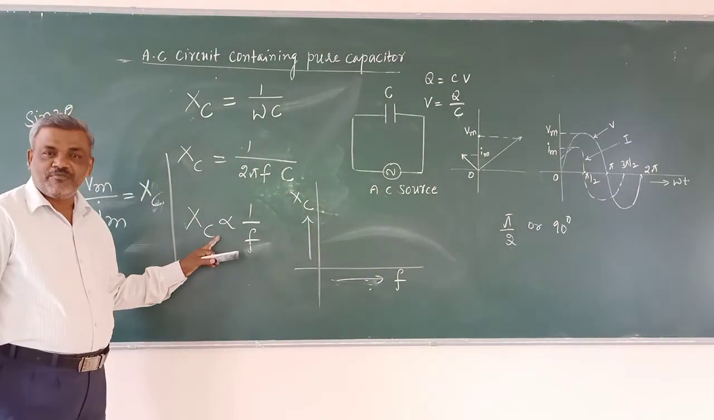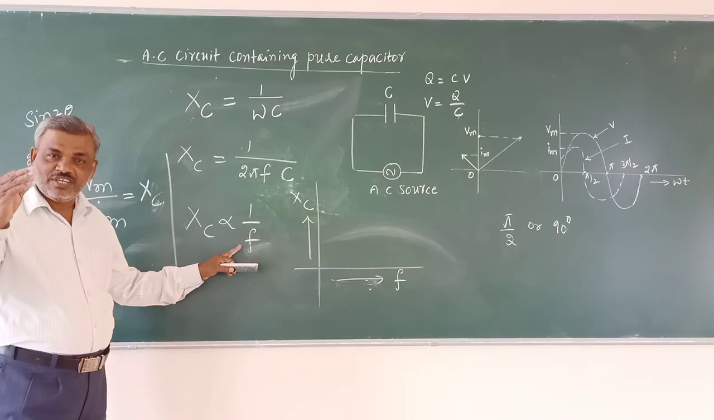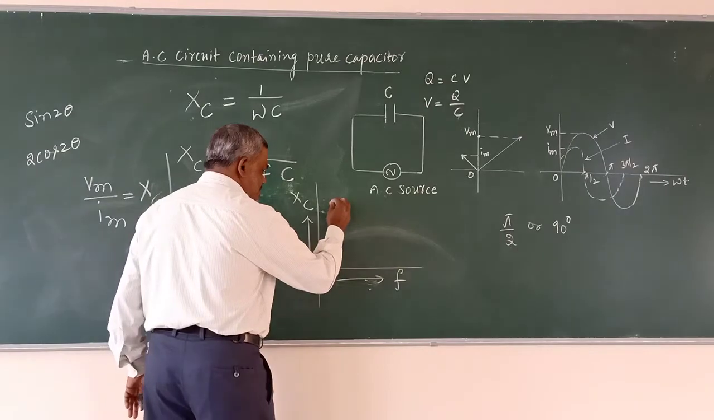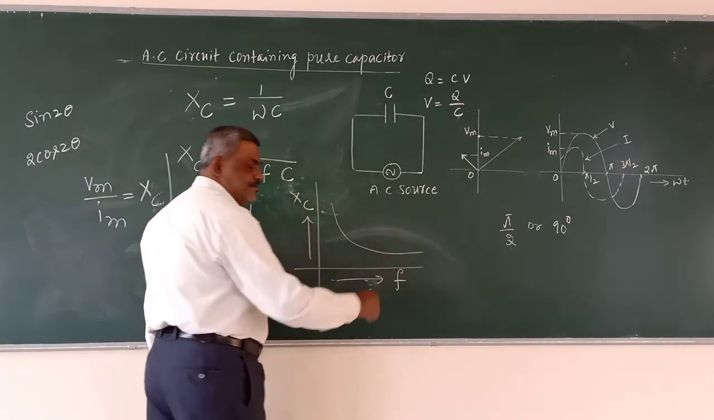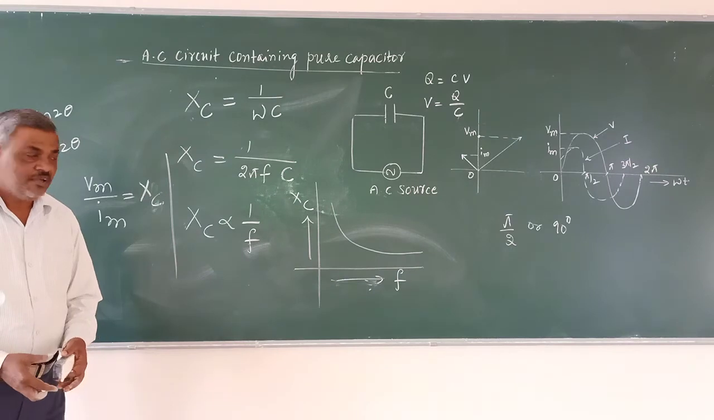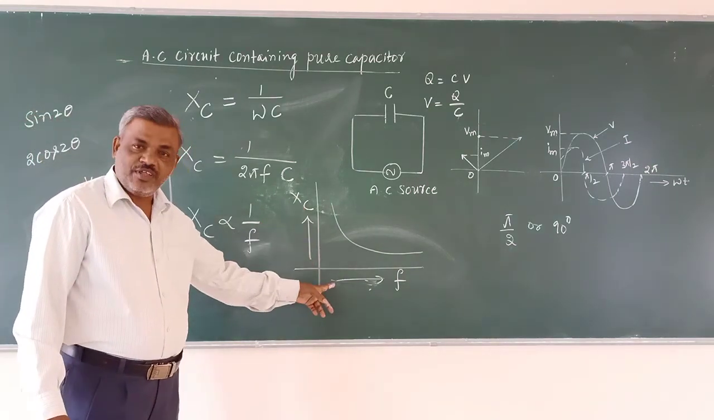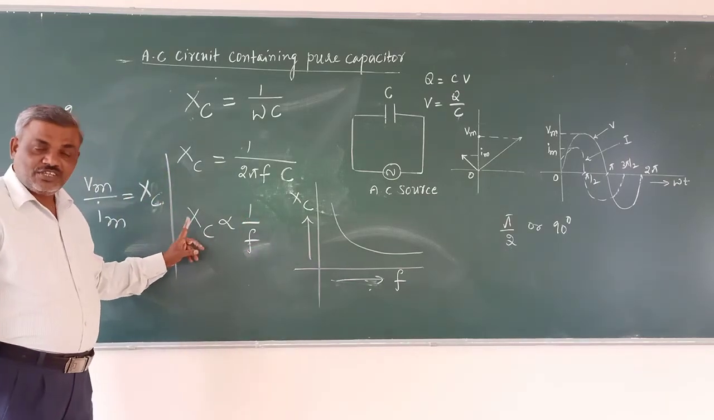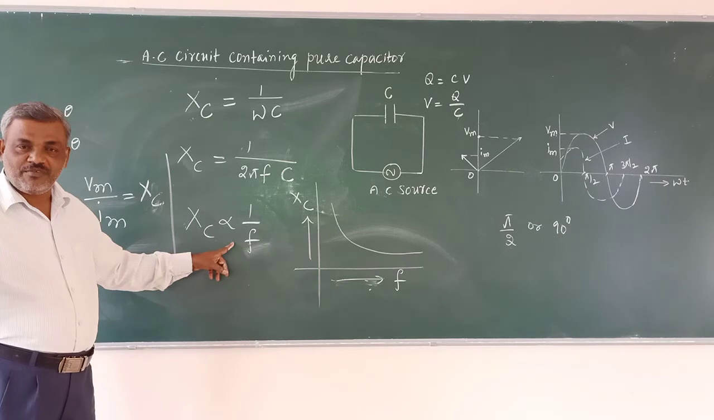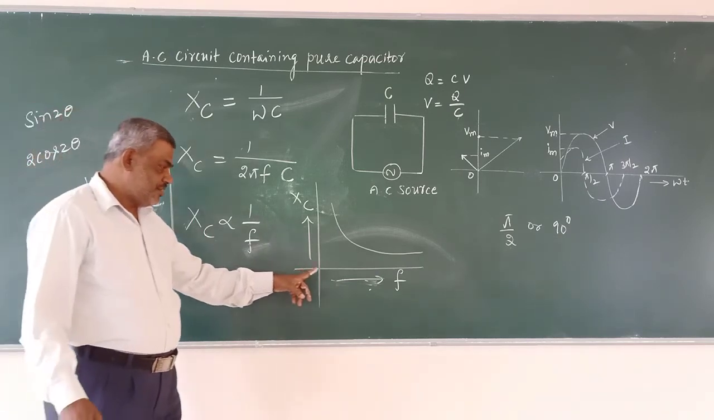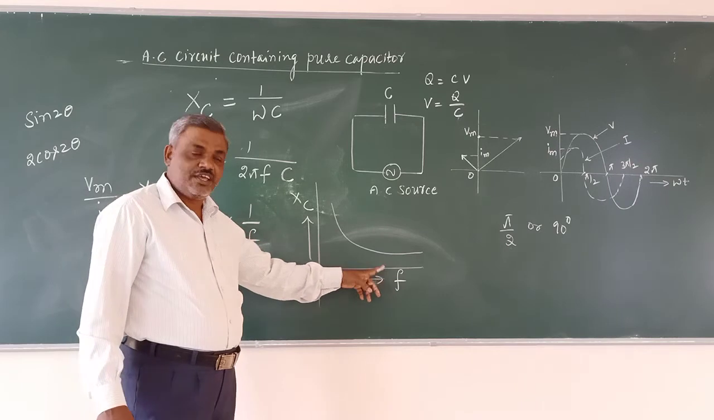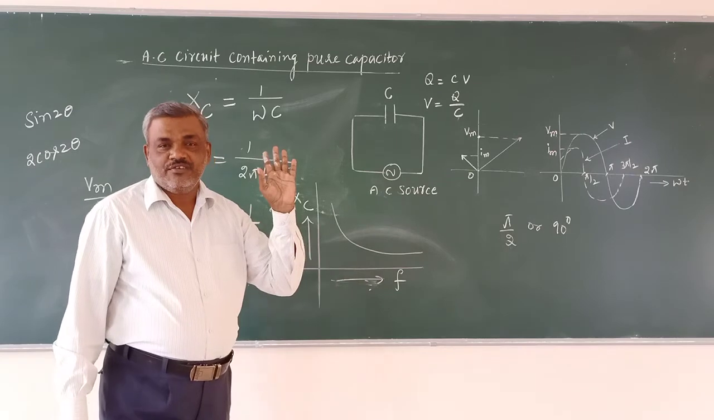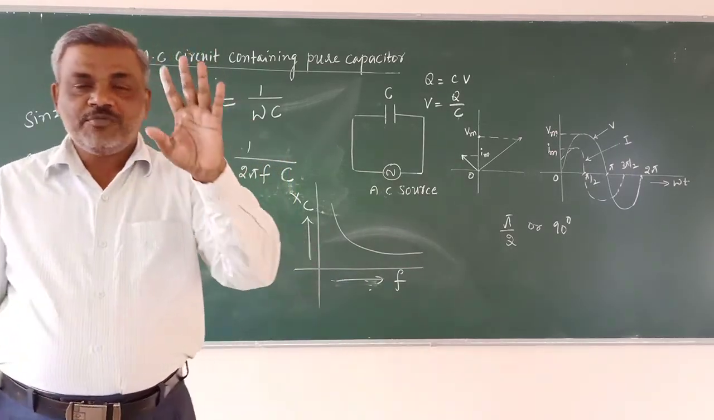According to this formula, when the frequency of the alternating voltage increases, what happens? Capacitive reactance decreases. This is the graph. So draw the graph of capacitive reactance versus frequency of alternating voltage. This equation shows that capacitive reactance is inversely proportional to the frequency. If the frequency increases, the capacitive reactance decreases. So friends, this is a 3-mark question.